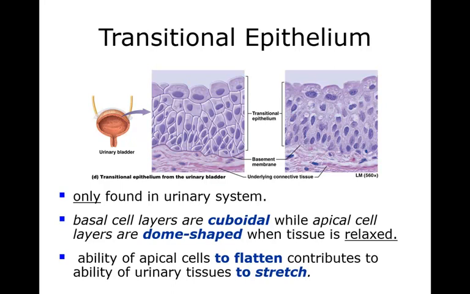Last epithelial tissue we want to look at briefly is the transitional epithelium. Now, to transition means to move or to change. So this type of tissue is only found in the urinary system, and it lines those organs that need to change shape. You'll notice that the basal layers are cuboidal, where the apical are dome-shaped. And so when the tissues relax, it takes on that shape, meaning the apical cells can kind of flatten and then allows that tissue to stretch. So your bladder has that ability to kind of stretch in response to filling with urine, and then to recoil once that urine is expelled.